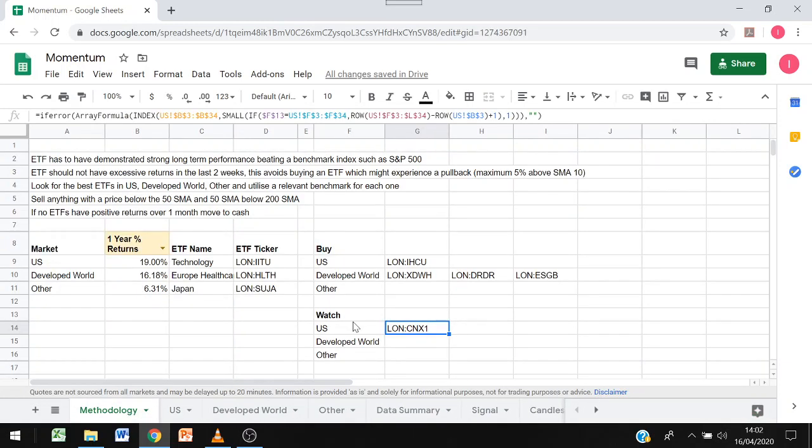So there we are. We've got some shares to buy, one to watch, and hopefully the objective of the system is to find ETFs that are outperforming benchmark indices, so we're positioning ourselves in the strongest markets in the world.